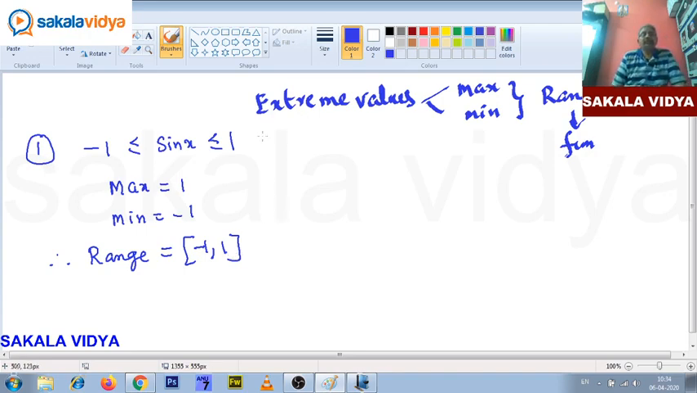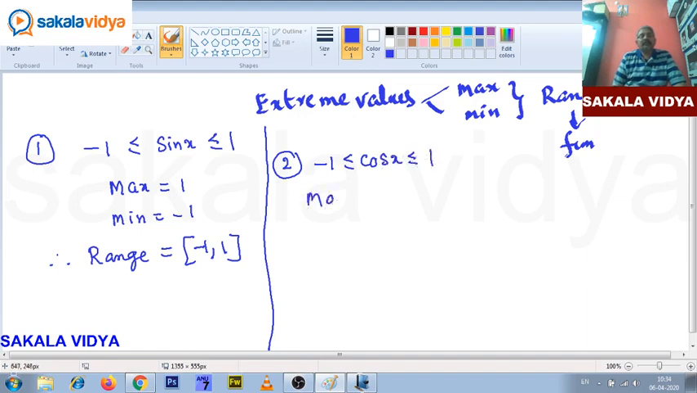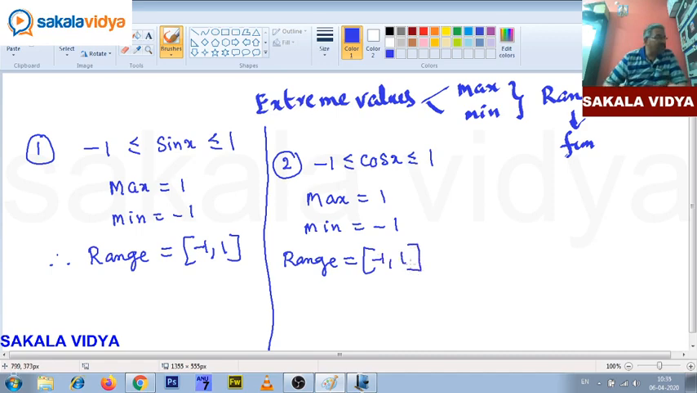Now the next, the second one: minus 1 less than or equal to cos x less than or equal to 1. Here the maximum is 1, the minimum is minus 1. Here the range is equal to minus 1 comma 1. Both sin x and cos x functions will have the same range, the same maximum and minimum values. Okay, now, one more important thing you need to remember.